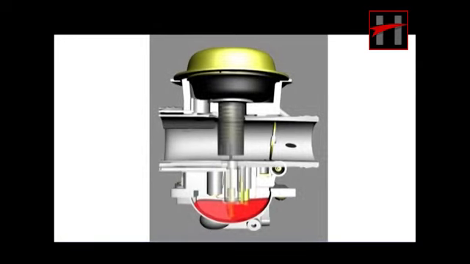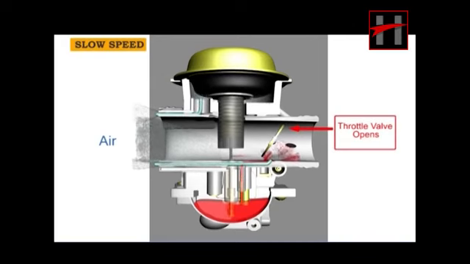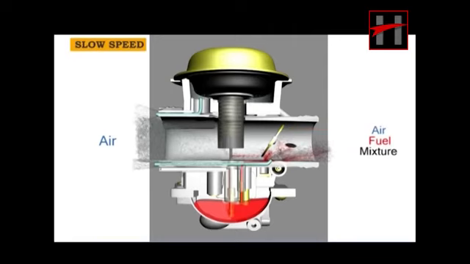Now you will see how the pilot circuit works during vehicles running at slow speed. As the throttle valve opens, the air-fuel mixture is fed into the engine mainly through the pilot outlet and the pilot bypass and is supplemented by the main circuit.